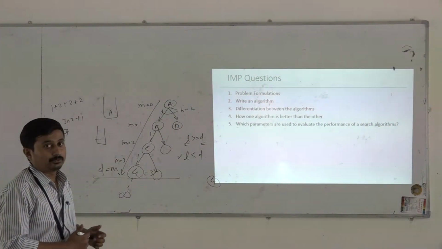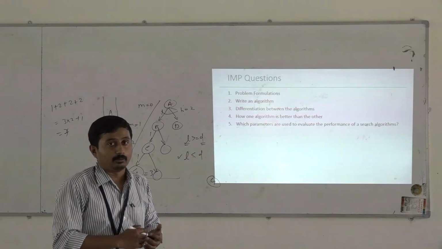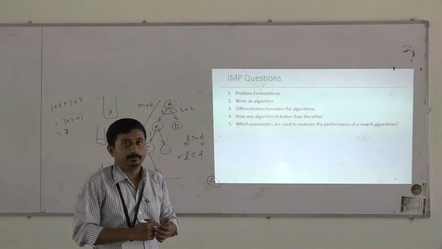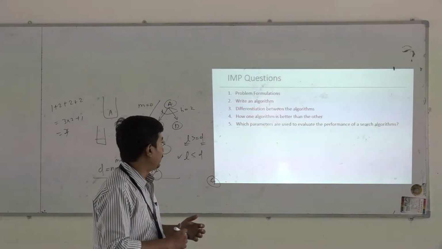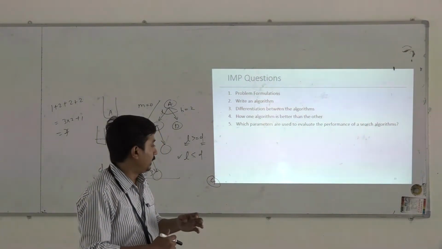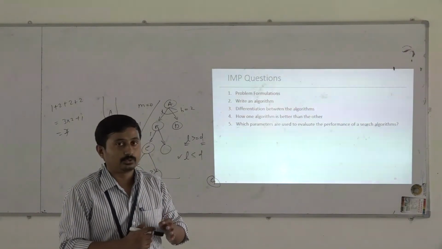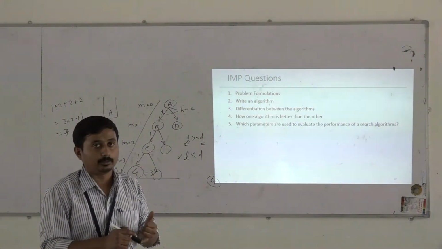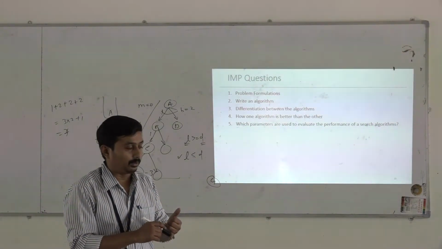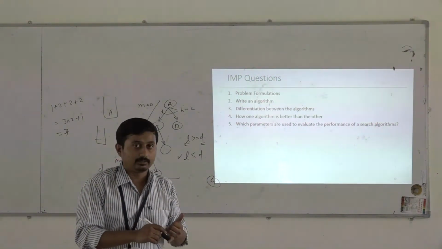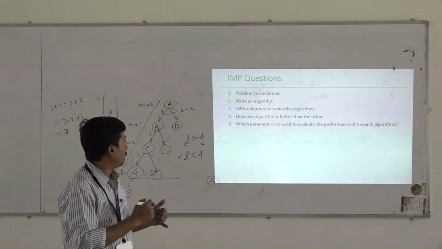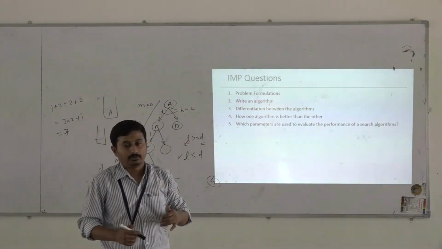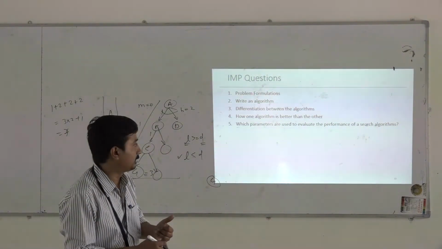Important questions from these chapters are: problem formulation. They may ask you to formulate a problem like the 8-puzzle problem. You have to answer those 5 points. First, you have to give the initial state of the problem. Then you have to give the set of actions available for that problem, and so on. Then, write an algorithm. You may be asked to write the algorithm of UCS, BFS, DFS.